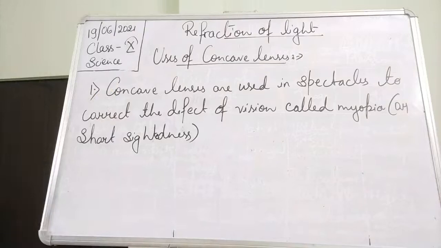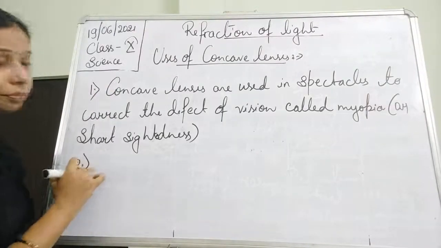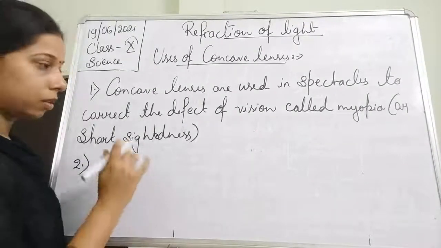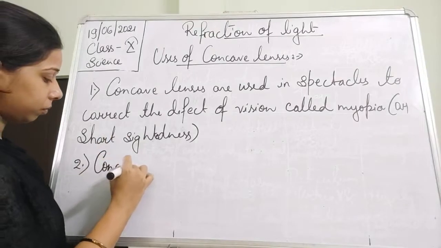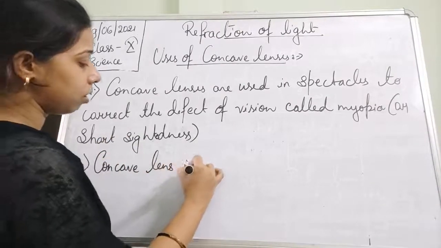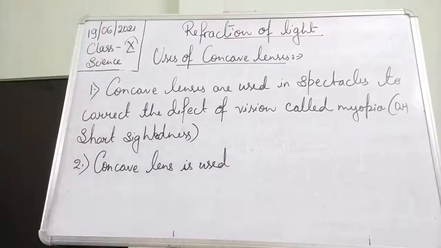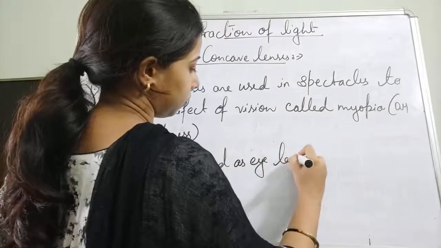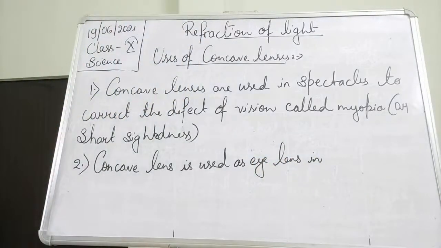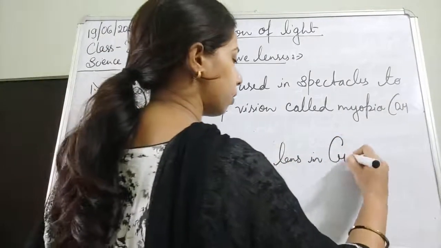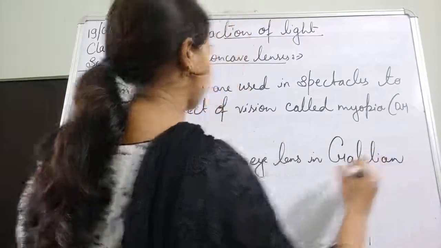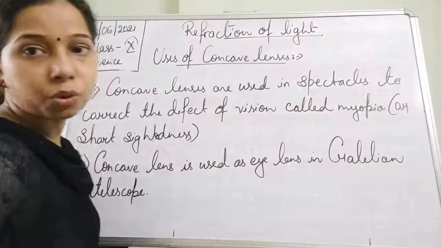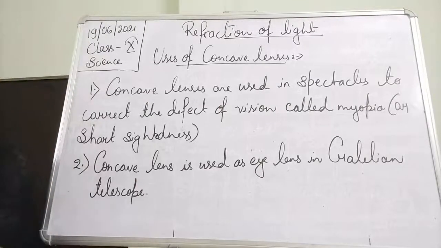The second use is that the concave lens is used as an eye lens in the Galilean telescope. It is used as the eye lens in the Galilean telescope.